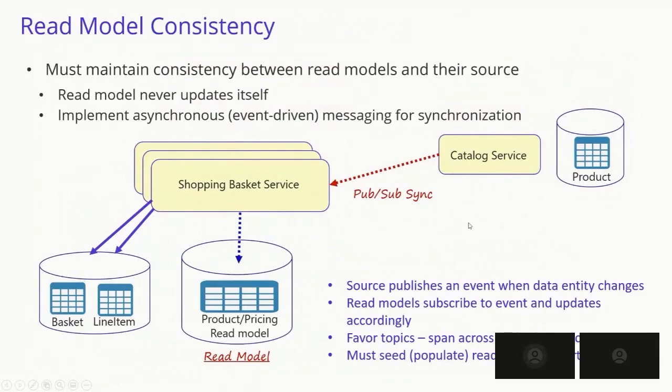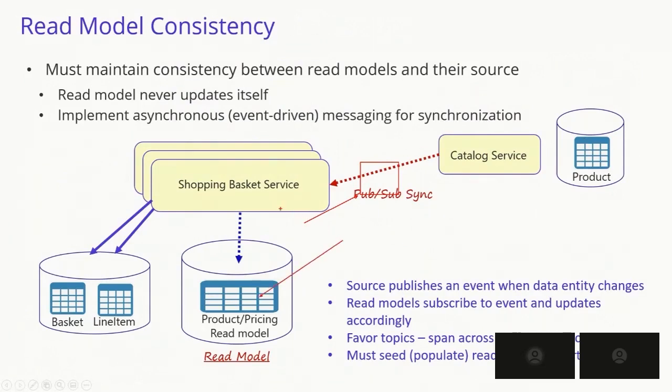So whenever we make a change in product, whether we add a new product or change a product or remove a product, we are going to publish an event to a message broker, maybe right here, and then the shopping basket service is going to subscribe to that event, and when that event happens, it's going to grab it, and at that point only, when it's told to by catalog service, will the shopping basket service update its product data.